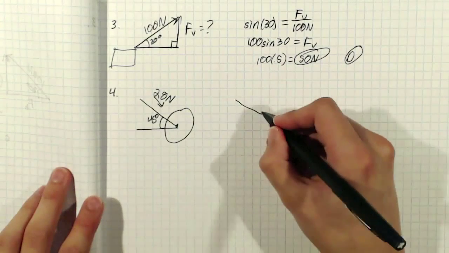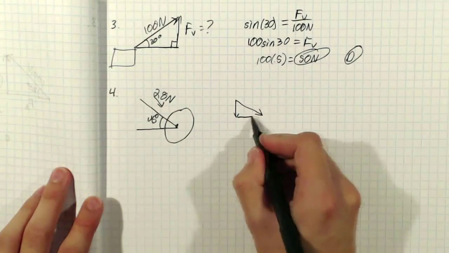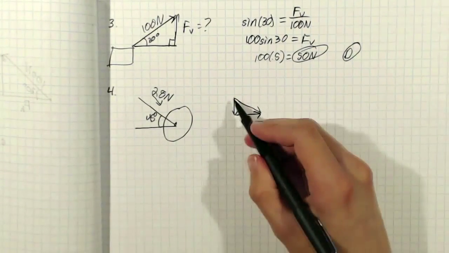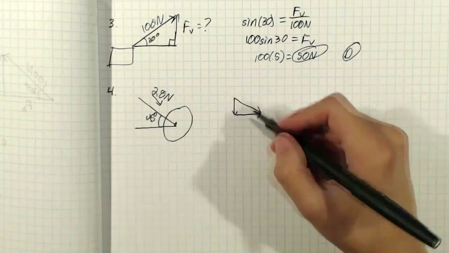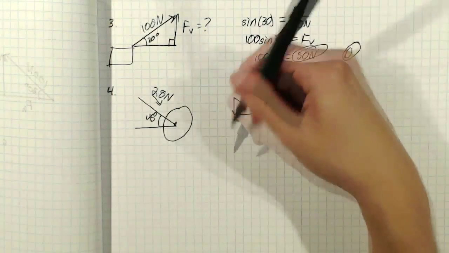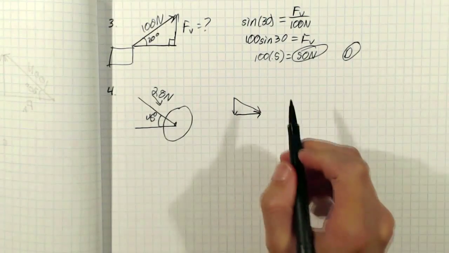So if you have a force like this, and you split it up into a vertical and horizontal component, the vertical component is pushing it downwards. So that's not moving it forward. It's the horizontal component that's moving the roller forward.